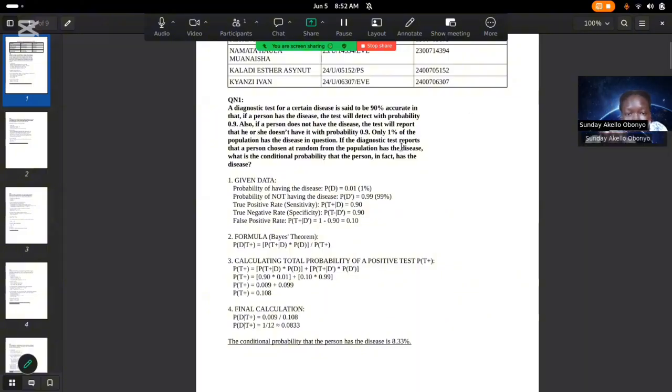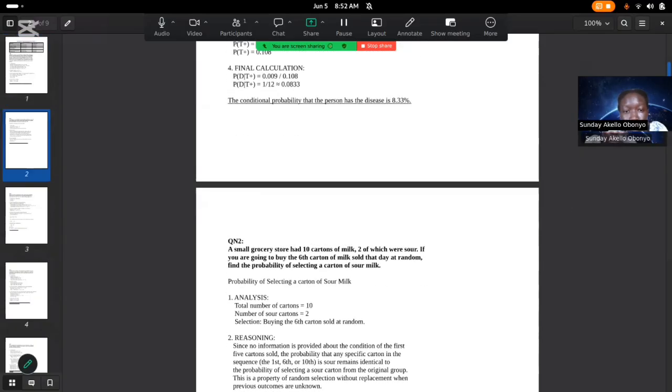In this Bayes theorem, as we see, we have all this, we have this, we have this, and we do not have this. So we have to calculate the probability of having a positive test, which is 0.108. And when we do our final calculation, we shall have 0.833. And when we convert it into percentage, we find that the conditional probability that the person indeed has the disease is 8.33%.